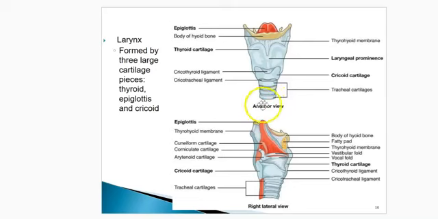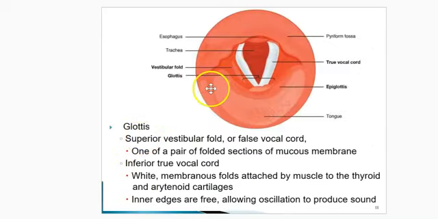So let's take a look at the specific movement of the vocal folds. In the middle of the larynx is the glottis, which is the true vocal cord. It produces sound by vibrating, creating speech. The higher the pitch of the noise, the faster the folds move, and vice versa.